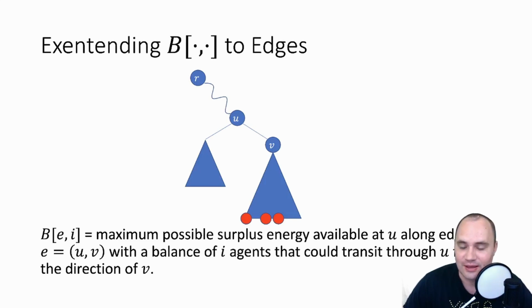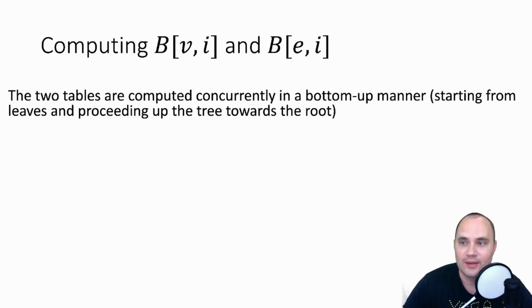So all these things complicate the calculation of this, and perhaps the best way to understand what is happening in the calculation of the arrays B_E(I) and B_V(I) is to follow along in the paper for different cases of the computation, and they would illustrate the interaction between these two arrays. Now, the way that they are computed, these two tables, they are computed concurrently in a bottom-up manner, starting from the leaves and proceeding up the tree towards the root.